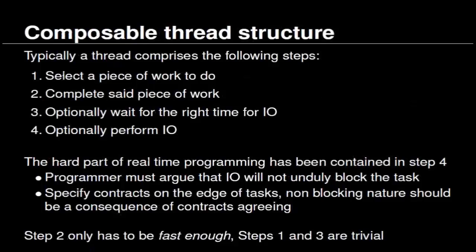So what does a composable thread look like? This is what it does. I select myself a piece of work to do from the event. I complete that piece of work. It will take me some amount of time, worst case bounded very efficiently. If I'm going to do some time-sensitive I/O, I wait for the right time, and then I perform the I/O, and I get on and do step one again. Now, that one is easy. That one is easy.